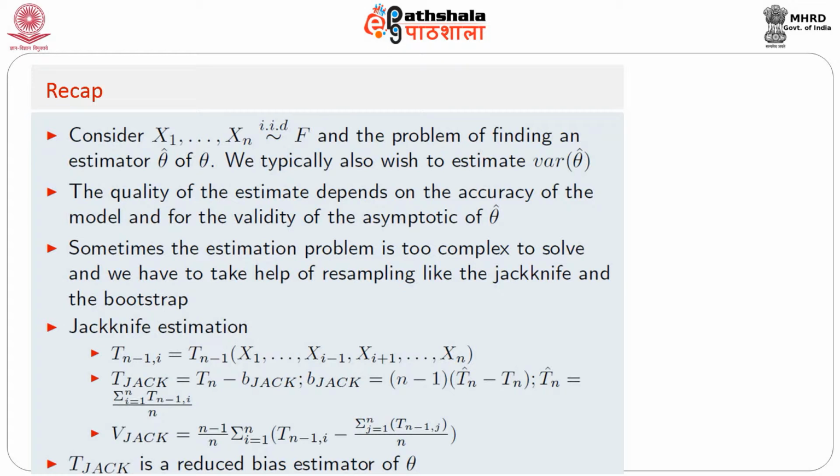That means we are obtaining n estimators here, each time based on n minus 1 samples, deleting the ith value. So i runs from 1 to n, and taking the mean of it, we get Tn hat. It can be shown that the jackknife estimator is a reduced-bias estimator of theta.